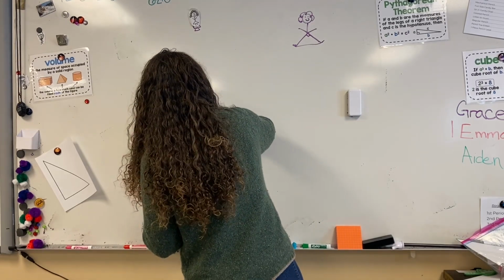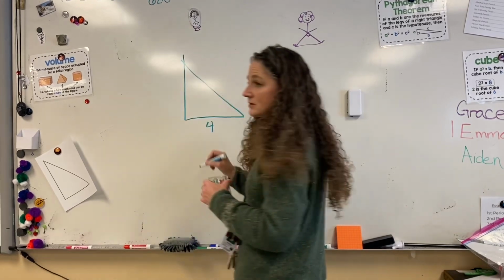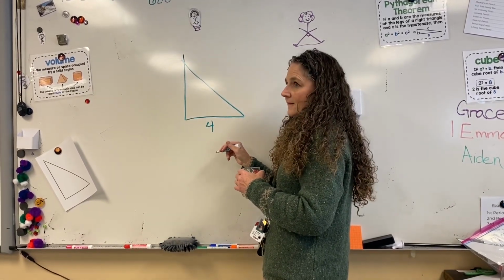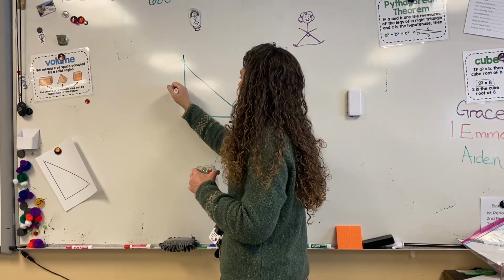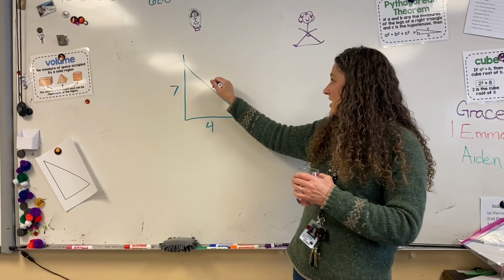Give me numbers. 4 and... 10. Oh, we'll do 7. We're going to do a random awful number. Okay, and we want to figure out what C is.